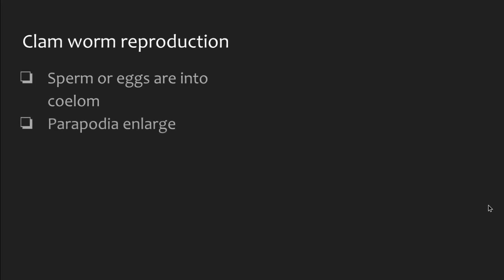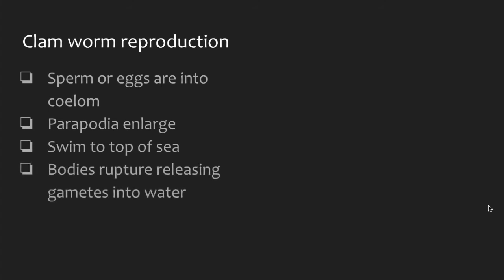During lunar phases in the spring and early summer, the clamworm is ready to reproduce. Gamete-producing cells release sperm and eggs into the body cavity of the clamworm. At the same time, their parapodia get bigger so they can swim in the open water. When the lunar cycle is right, the clamworms swim up to the top of the sea and their bodies rupture, releasing sperm and eggs into the water. Fertilization is external. Soon after they have released their gametes, the clamworms die. This reproduction usually occurs during the full moon, high tides of the spring.